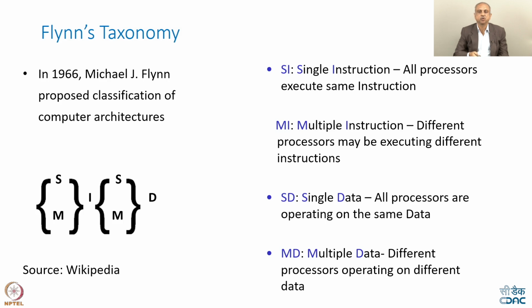So, he proposed that you can have 2 options for instruction. It could either be a single instruction or it could be multiple instructions. So, these are the 2 possibilities for the instruction. Similarly, there are 2 possibilities for data, which can be single or multiple. In this way you can have 4 options, as we shall see in the next slide.